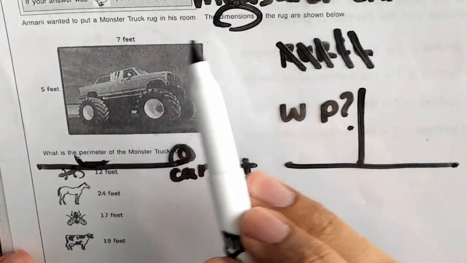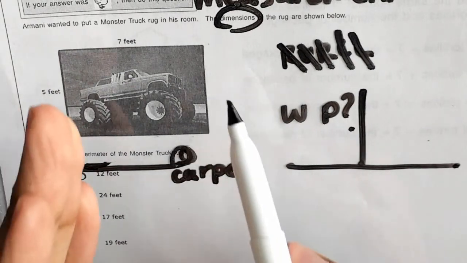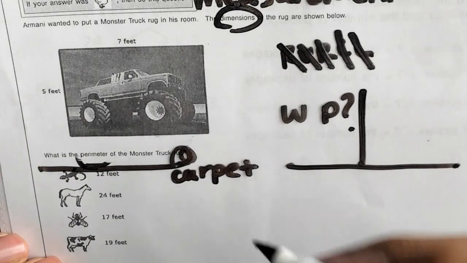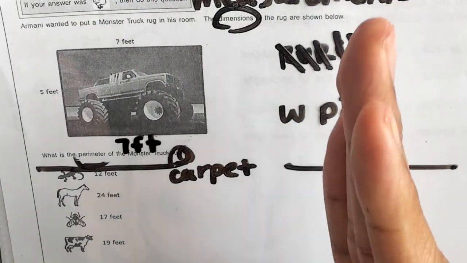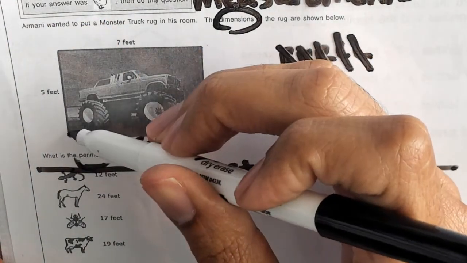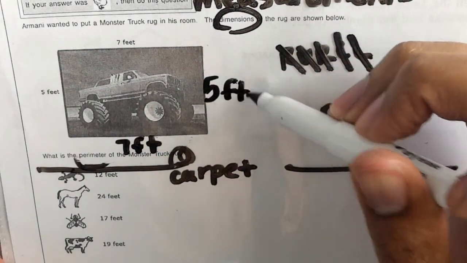Since this top side is 7 feet, and the bottom side looks like it's about the same length, since the top one is 7 feet, the bottom one's also going to be 7 feet, because they're both the same size, same shape, congruent. So since this side is 5 feet, then the opposite side is also going to be 5 feet, and I'm just going to write FT for short.